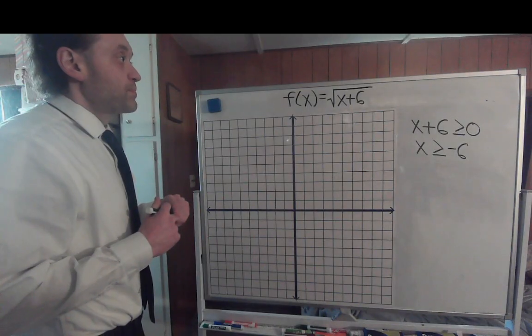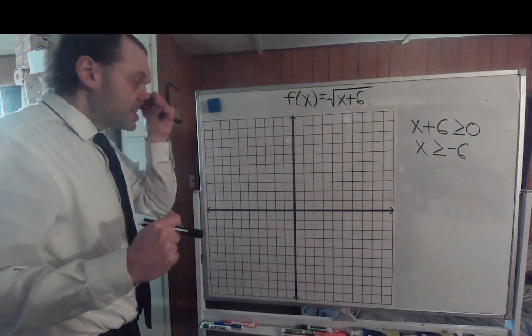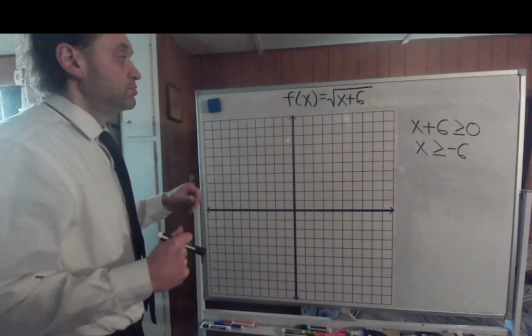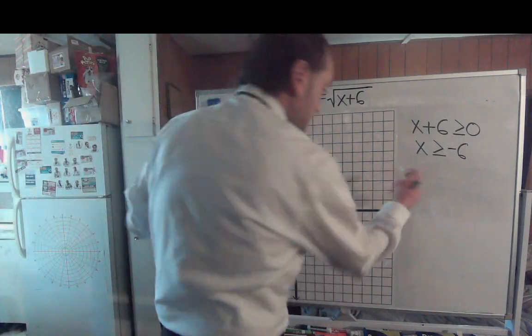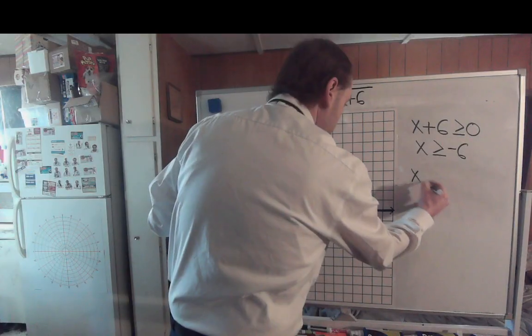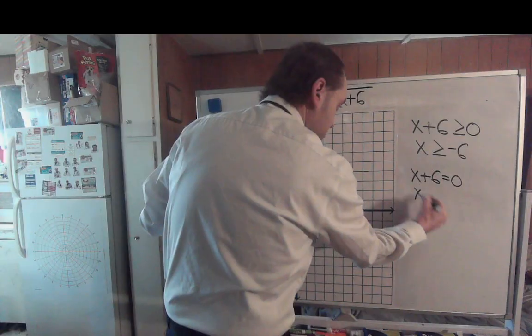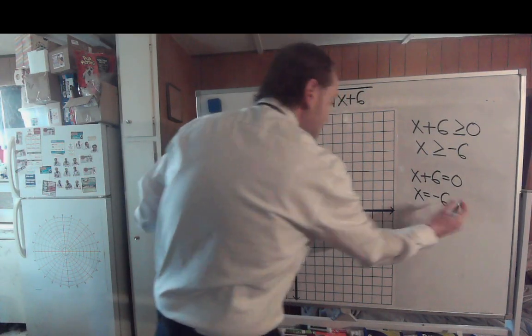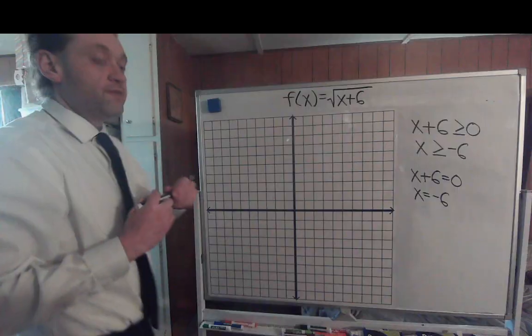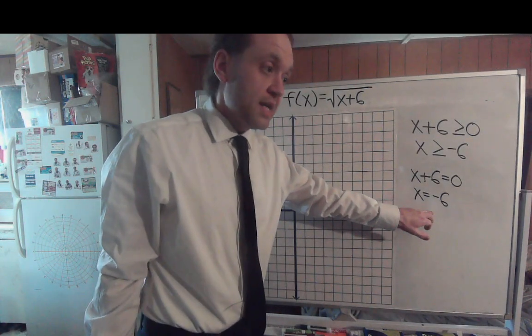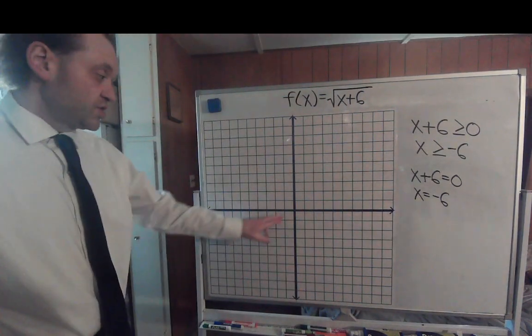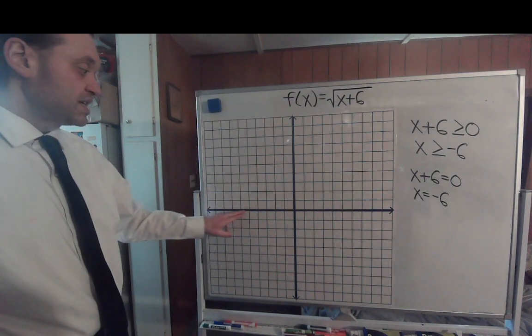Now, set also that x plus 6 this time equal to 0. Which of course would give you x equals -6. That's going to be the point for x that you start at. So you're going to actually start at -6, 0.